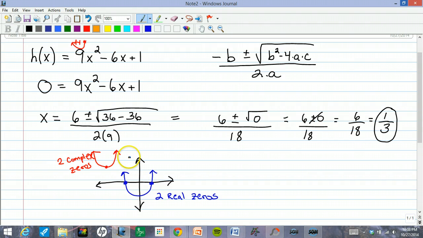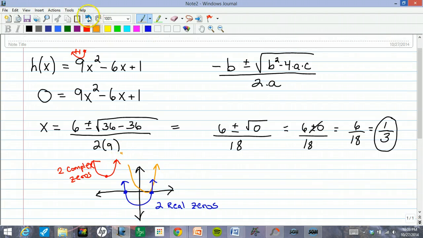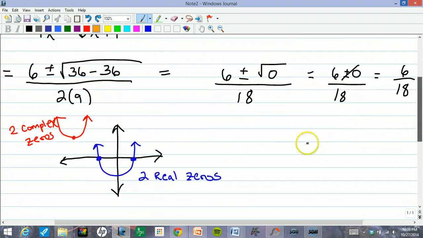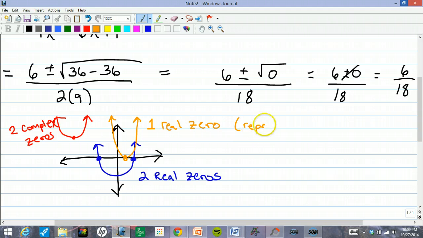What about something like this? Oh, I could probably draw that a little bit better, so I will. Let me zoom in for a quick second. What about a parabola whose turning point is right on the x-axis? I think that would imply 1 zero. Yes, this is one real zero. We actually call it a repeated zero.